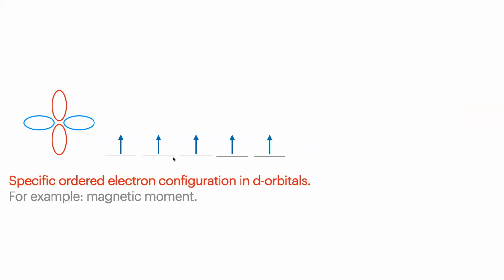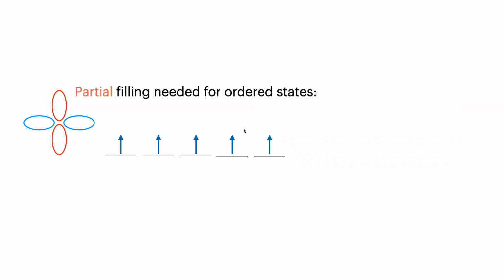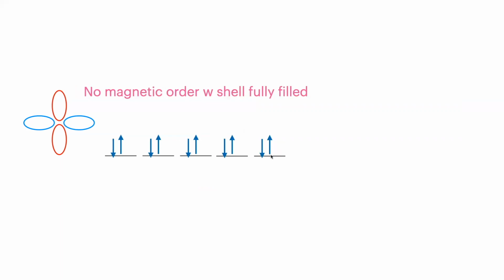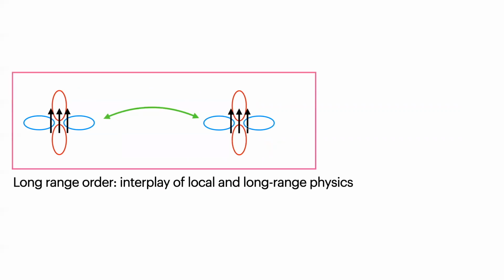And you can think of a specific ordered electron configuration in the d orbitals. In this atom, the d shell can hold up to 10 electrons, but here it has 5. As a result, the spins align and you have a magnetic moment on the atom. Partial filling is needed for this type of ordered state. If you had no electrons in the d shell, you would have no magnetic order. If you had a fully filled d orbital shell, again, you would have no magnetic order, right?